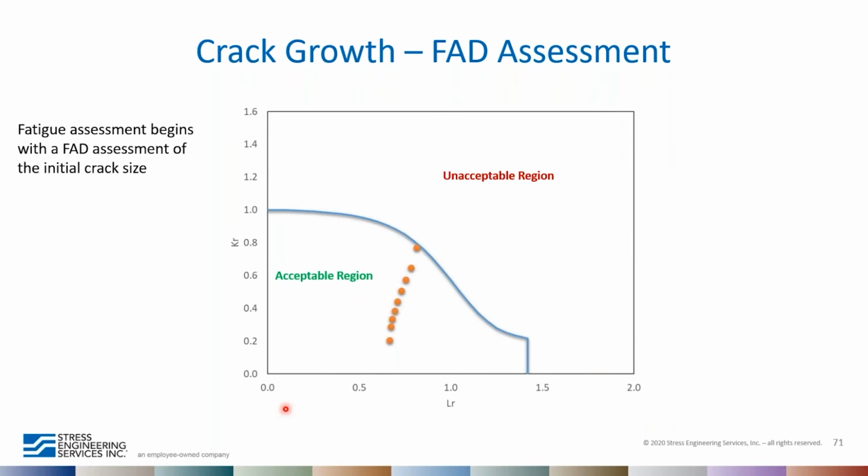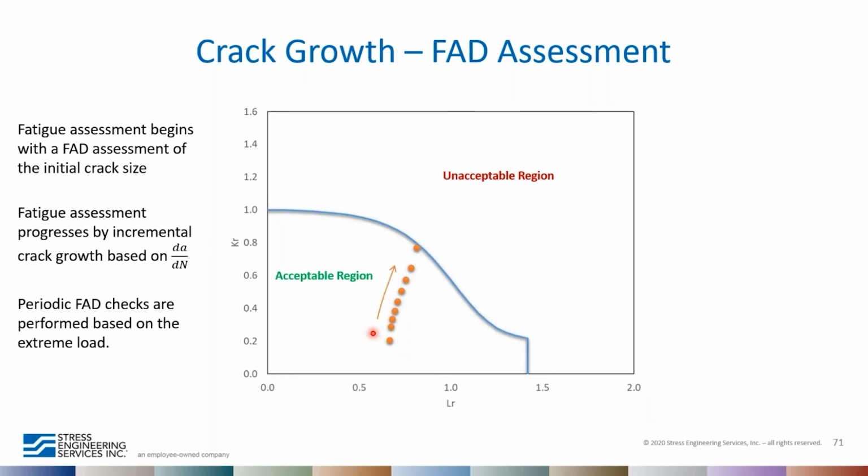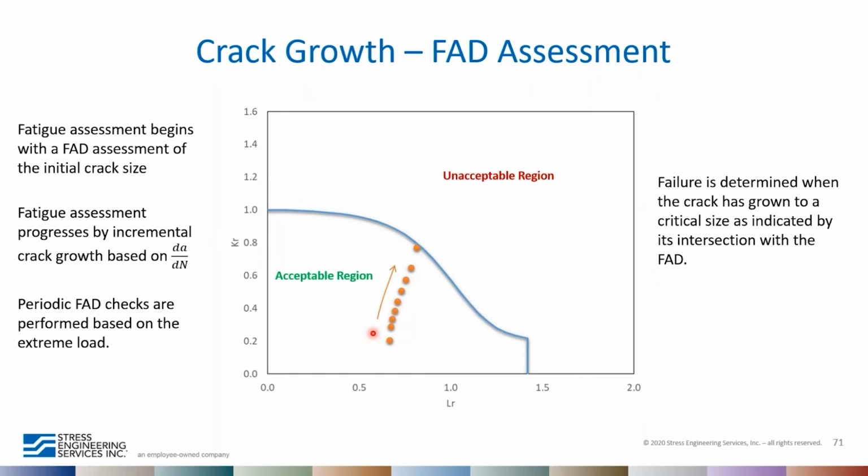Okay. So in general, when we evaluate these results, the fatigue assessment begins with a FAD assessment of the initial flaw size, and we see that that falls squarely on the inside of the FAD boundary. As we grow the crack, it's getting larger and larger. The crack progresses towards the boundary of the FAD. And while the crack is progressing, we're performing periodic FAD checks based on some extreme load. In the case of this full reversal cycle, the extreme load is just the maximum stress. In other systems, it could be some extreme event that might occur. So failure is determined as the crack growth when it eventually intersects with the FAD, and the resulting number of cycles represents the crack growth fatigue life of the component.